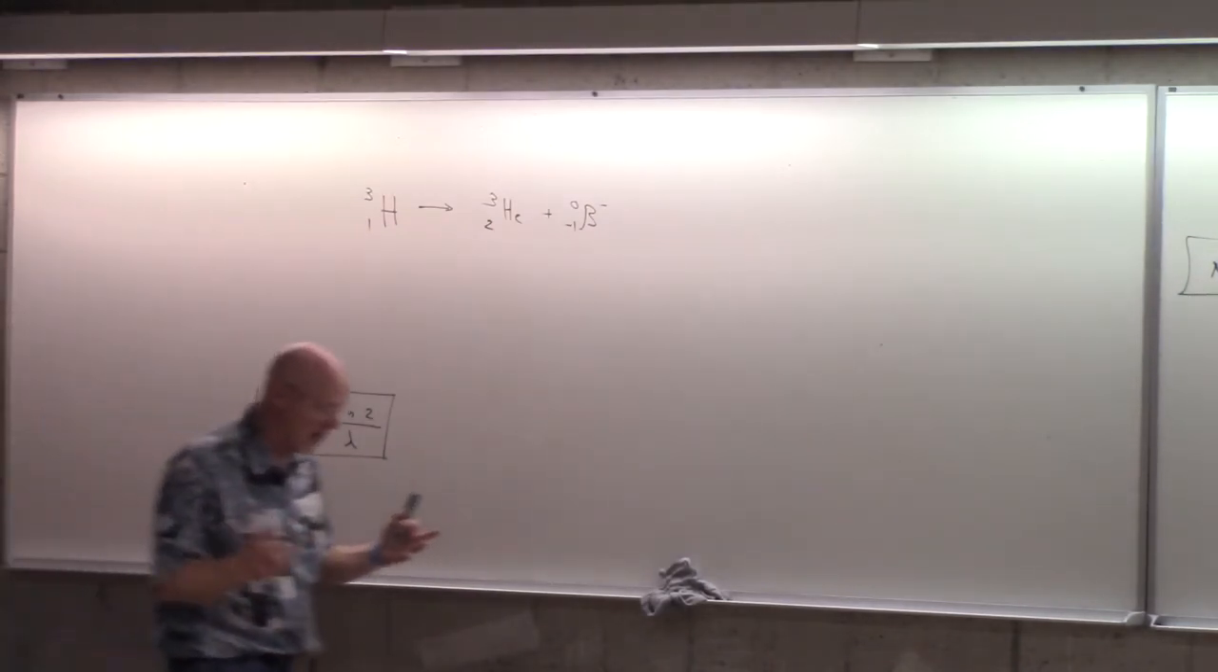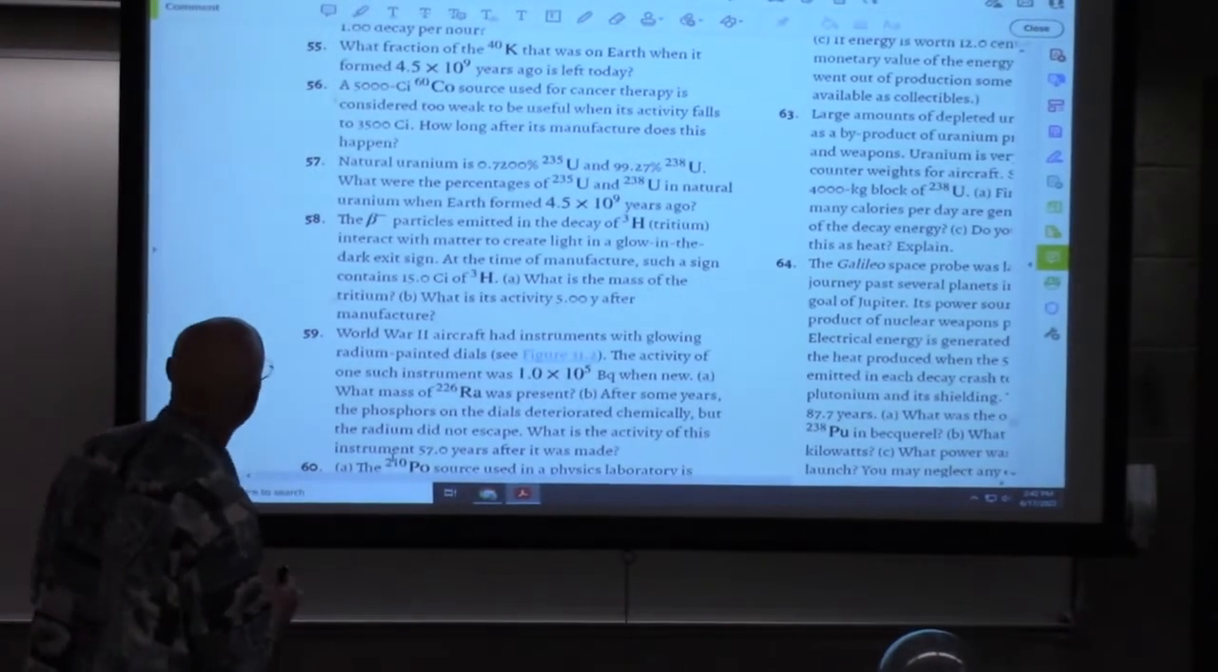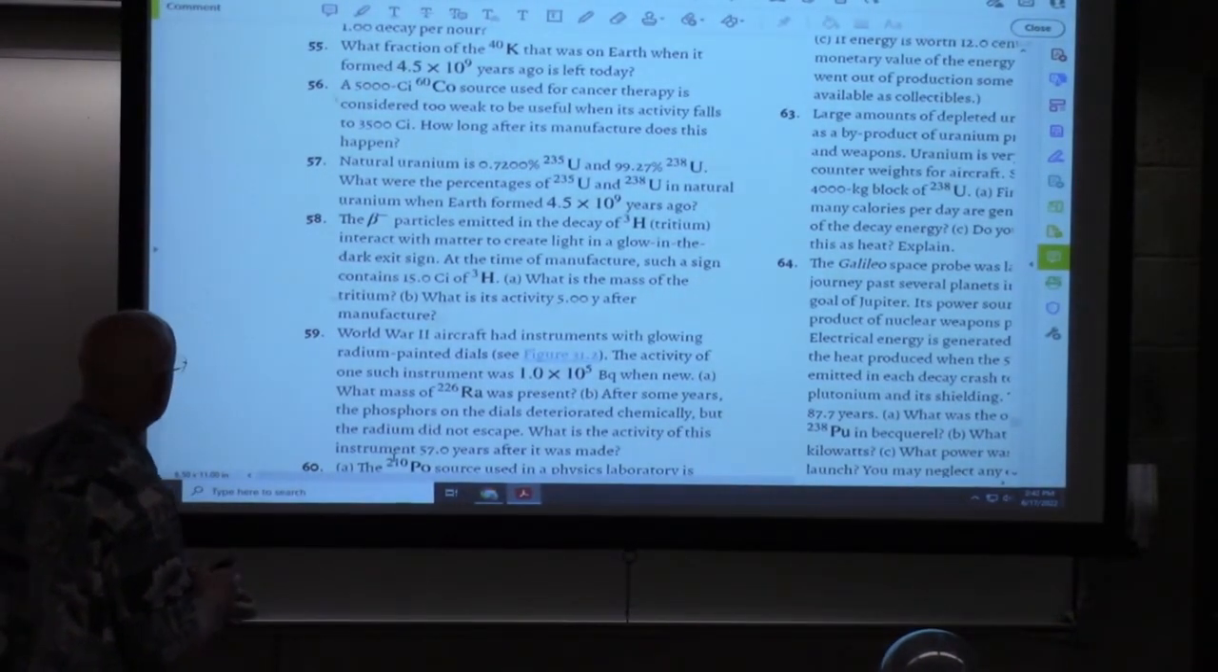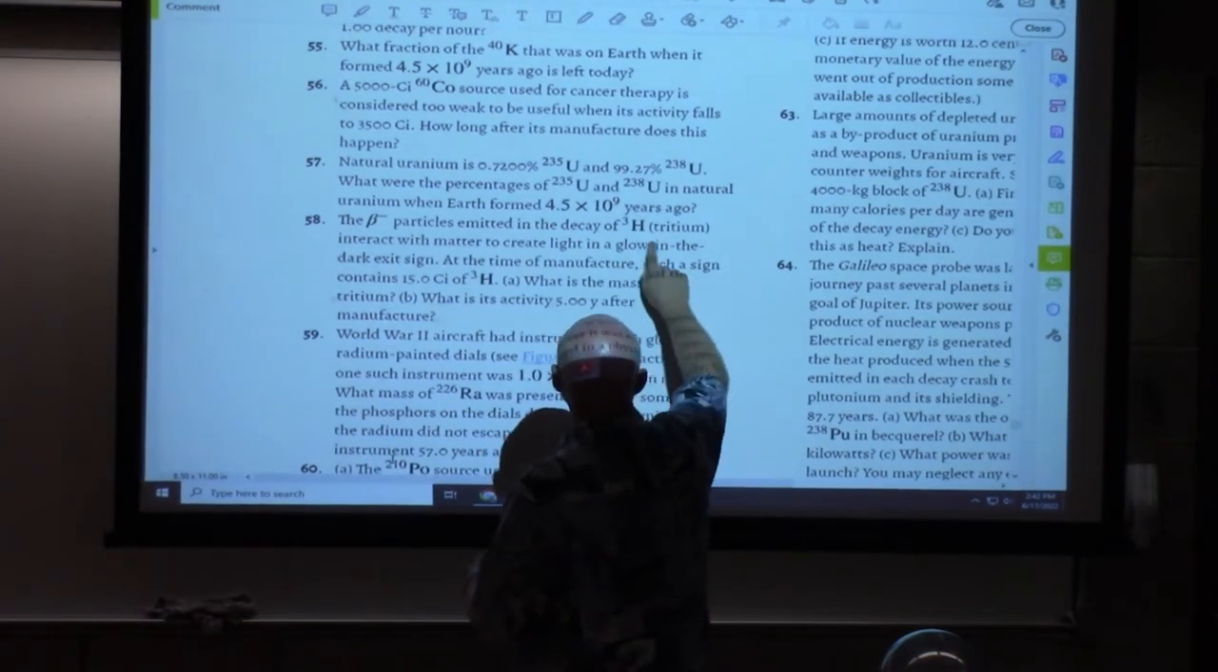But that's why they say this exit sign. So it's an emergency exit sign, it'll glow in the dark, so if the power goes out, you'll still be able to see it. All right, so where was I? So the beta particles emit a decay of tritium.